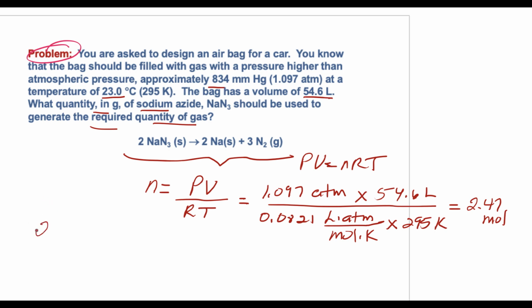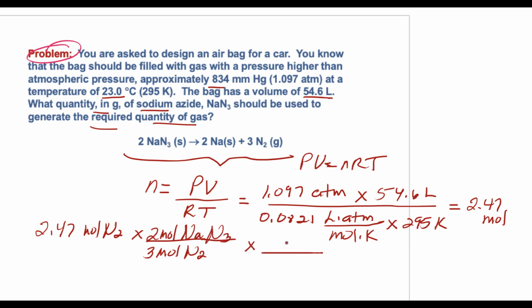So we have 2.47 moles of nitrogen, and according to our balanced chemical equation, we have 3 moles of nitrogen for 2 moles of the sodium azide. So there we go. And then we just need the molar mass of the solid. So let me see here, where's my periodic table? Grab a periodic table here. And sodium is 22.99.